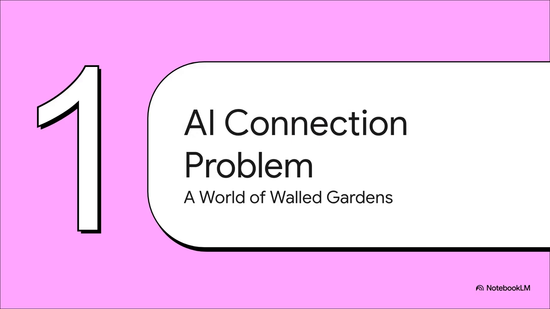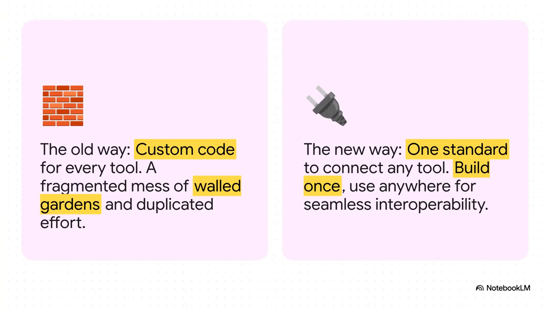Now, to really get why this is such a big deal, you have to understand the problem we were dealing with. Before, say, 2024, the world of AI was basically a bunch of walled gardens. Every AI model, every single app, every tool, they all spoke their own private language. And trying to get them to talk to each other, it was a complete nightmare. Yeah, the old way was just chaos. For developers, it meant writing custom one-off code for every single connection. It created this messy, fragmented ecosystem where everyone was just reinventing the wheel.